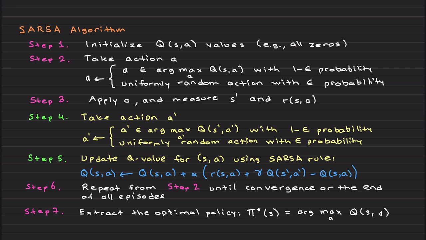Basically, you are in some states, there is a terminal state, and once you converge to the terminal state, the game is over, then you need to restart the game. And finally, step 7 is identical. We extract the optimal policy using this argmax argument.